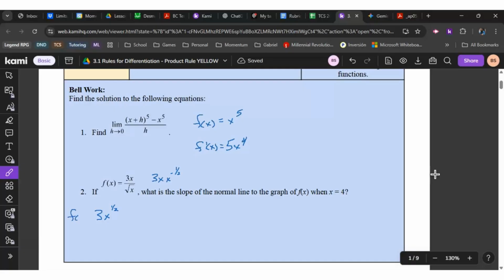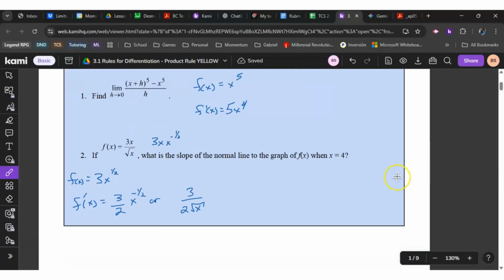That's way easier for me to work with, because then once I do that, I can apply the same rule as before. So the 1/2 comes down in front, 3 over 2, okay? X to the negative 1/2, or more likely, you're going to see it written this way, guys. If I wrote it this way, I would add them, right? 1 plus negative 1/2. If I leave it this way, it would be 1 minus 1/2. Either way, I get x to the 1/2.